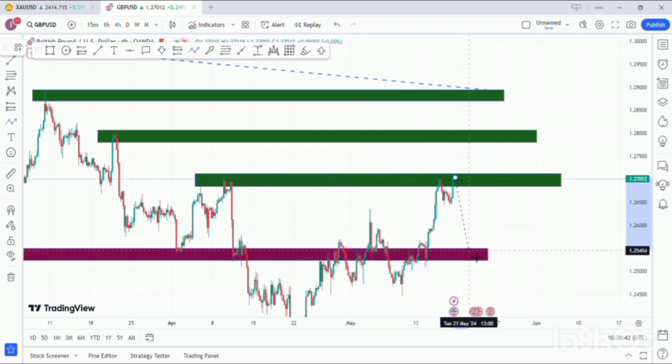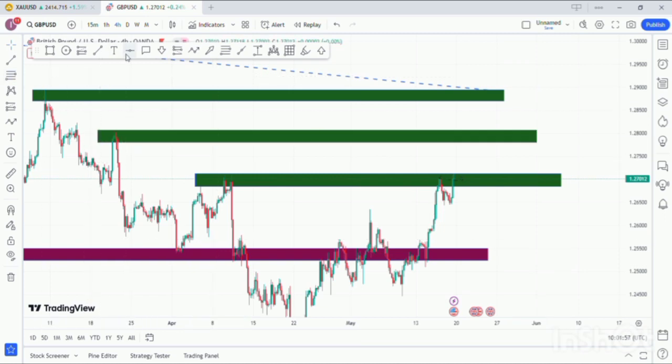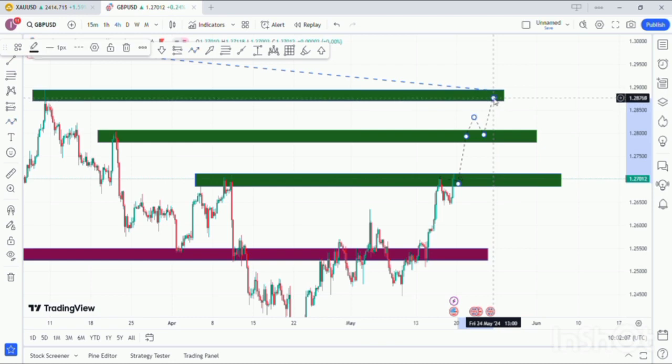We're expecting a drop from GBPUSD to respect this support zone, or even break out of the support zone to the next support zone, which is just below it, guys. But on the flip side, if price decides to continue upward from the current position, we're expecting price to respect this resistance zone, or probably break out of it to the next resistance zone above.